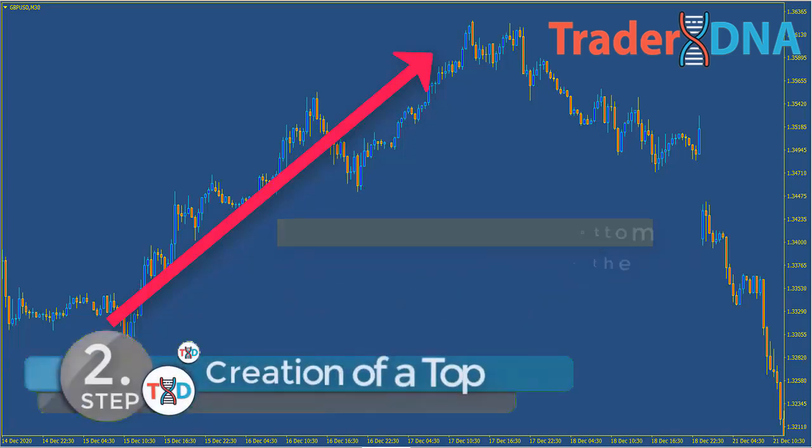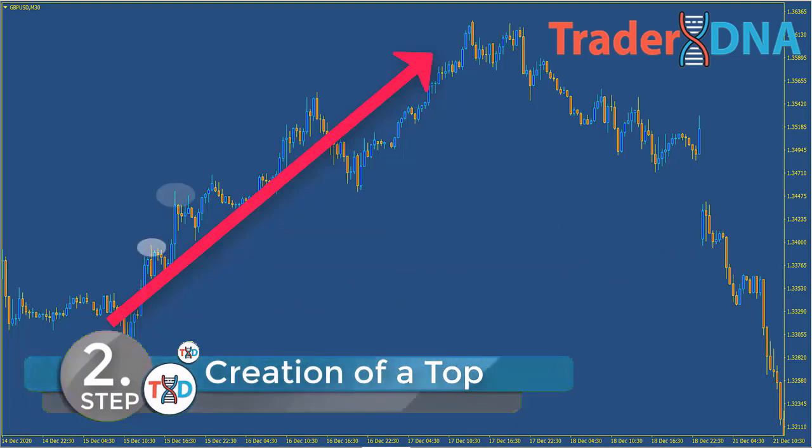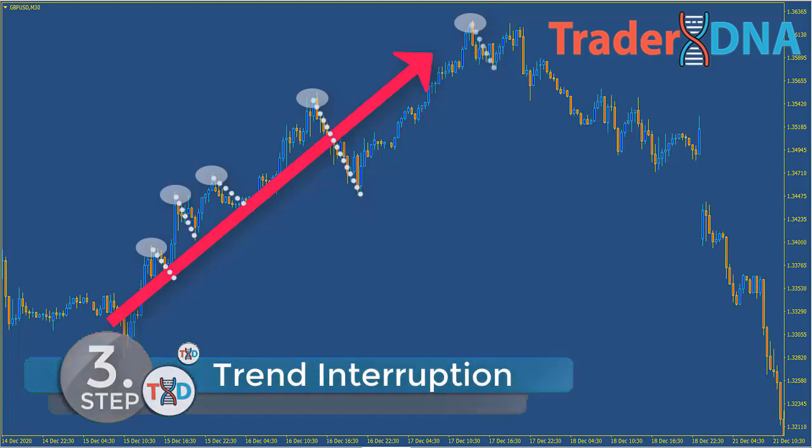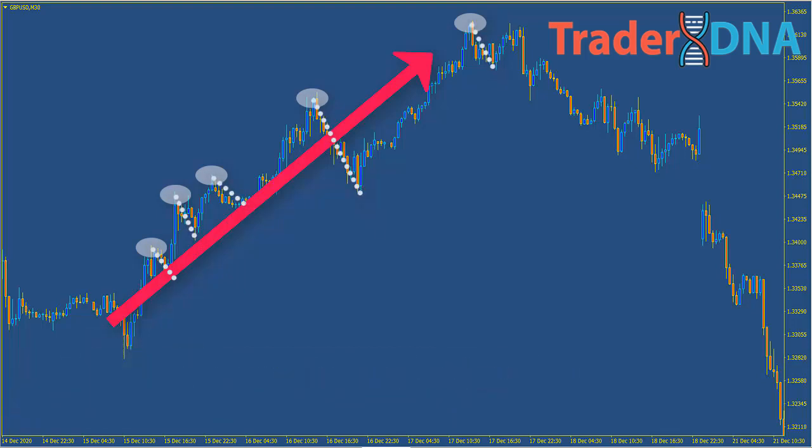Step 2. Creation of a top. Each top within a bullish trend could be the beginning of a double top pattern. Therefore, you should carefully observe the price action at swing highs on the chart. Step 3. Trend interruption. To continue with your analysis, you need to see the price action interrupting its current trend. Typically, this would come in the form of a price retracement that breaks the bullish trend line.